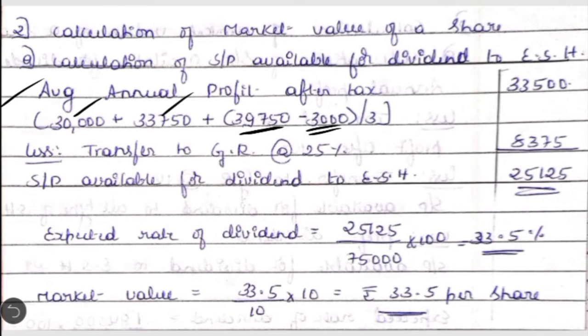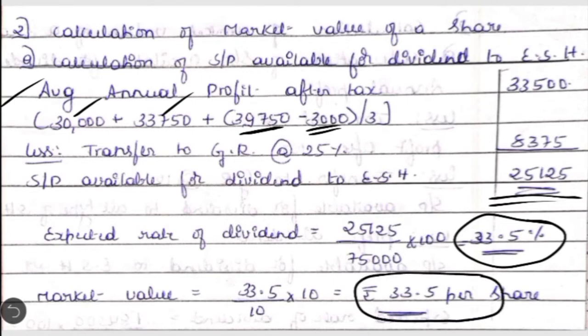So remaining balance would be 25,125. Expected rate of dividend is equal to 25,125 divided by 75,000 into 100. We get the expected rate of dividend at 33.5%. Market value of the share is equal to 33.5 divided by normal rate of return, 10, into paid up value of each equity share, which is also 10. So we get the answer 33.5 per share. So this is the market value.